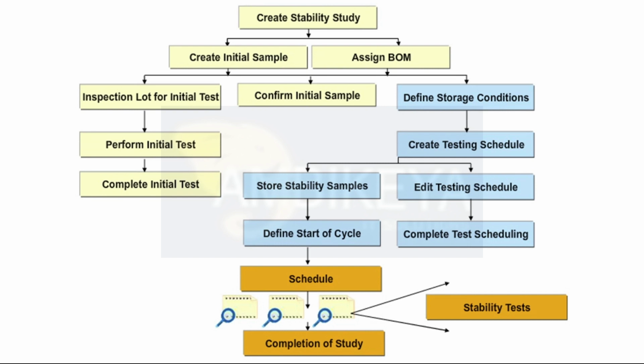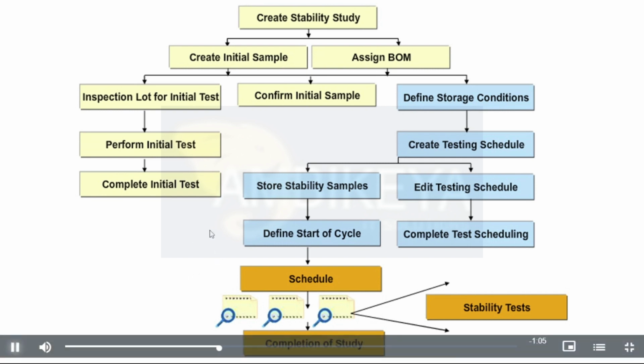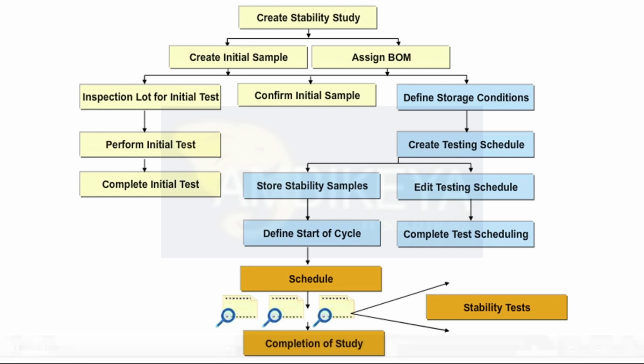For the initial test, you manually create an inspection lot and select an inspection plan and the required inspection characteristics, that is, flexible inspection specifications, for the test of the initial sample. Then, you record results. Depending on the results of the initial test, you decide whether or not you wish to continue with the stability study.